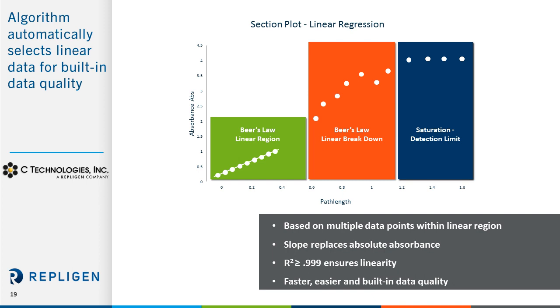Faster, easier, built-in data quality ensures that the 3 nines of linear data gives us our accurate result. And because it's slope-based, we don't rely on user-to-user differences in concentration or repeatability, which is about plus or minus 2% on the system.